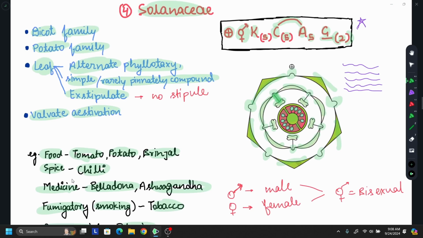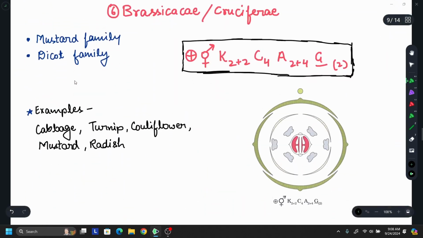The same things that you study here, you will study in the NCERT, but they will be written in the form of a paragraph, like this. But we will study in the form of floral diagram and floral formula. So after Solanaceae, let's come to Brassicaceae.